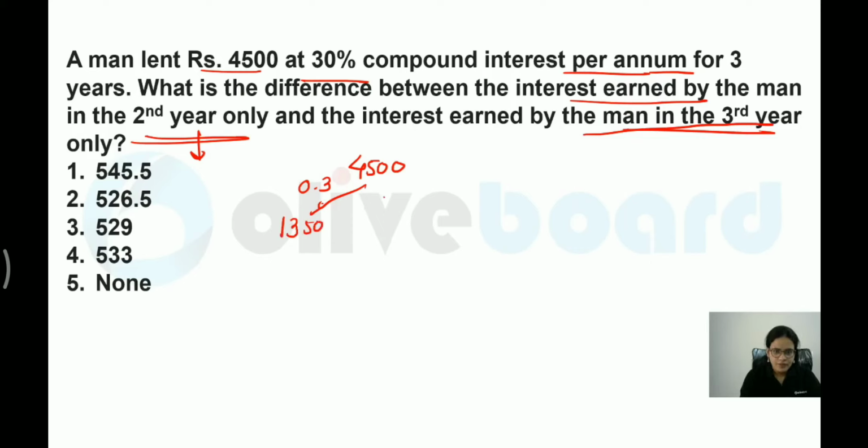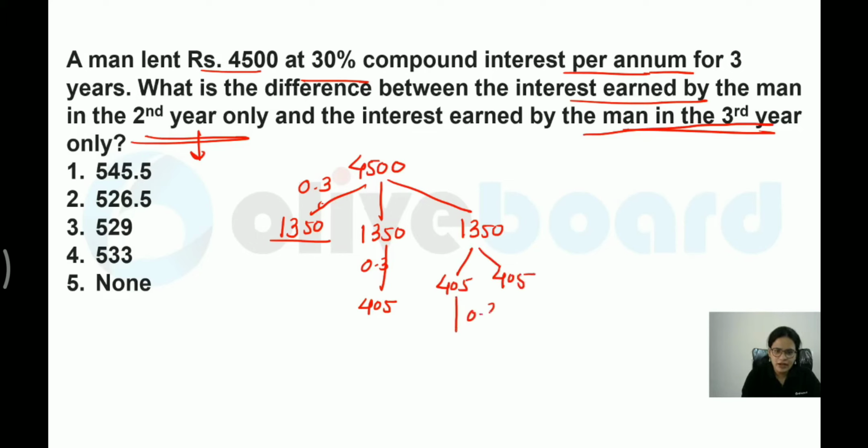1350. Next value you can check 1350 again. And here I have to take 0.3 of this as well. So if you take 0.3 of this, what will you get? 405. Are you getting it? Similarly, when I'm talking about third year, this is 1350. Here you have 405. 405 again and take 0.3 of this value again. If you calculate 0.3 of this value, what will you get over here? It will become 121.5. Okay, you can check the value over here.